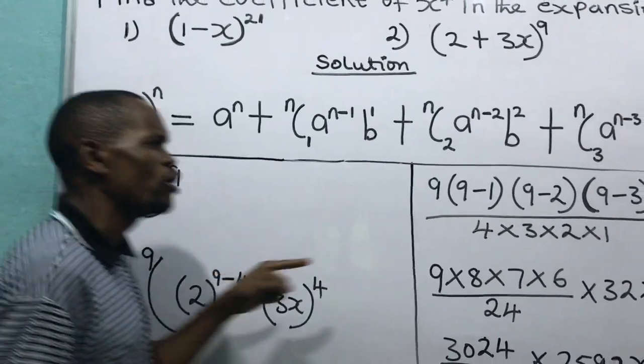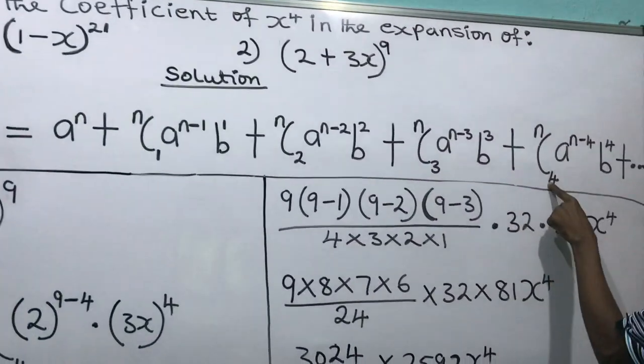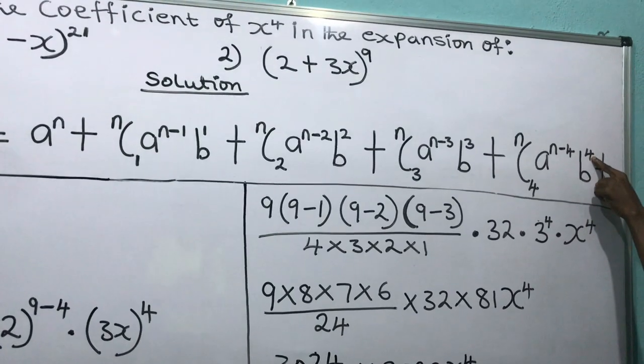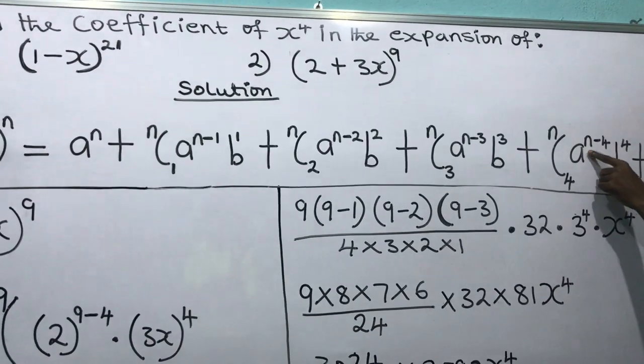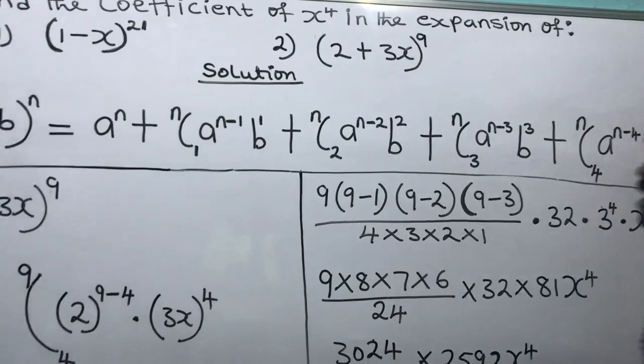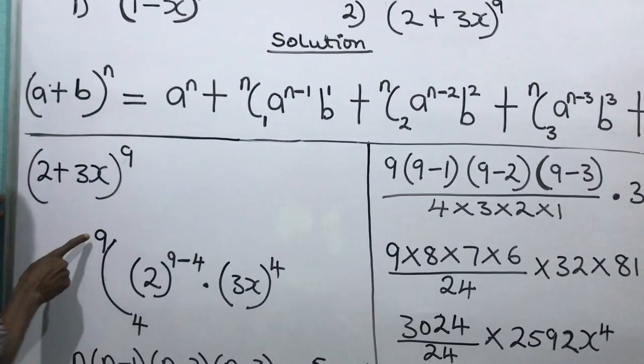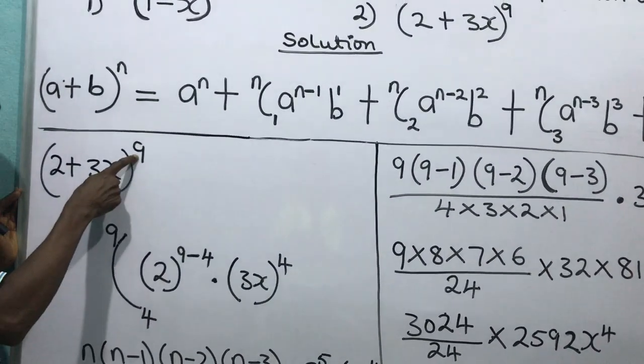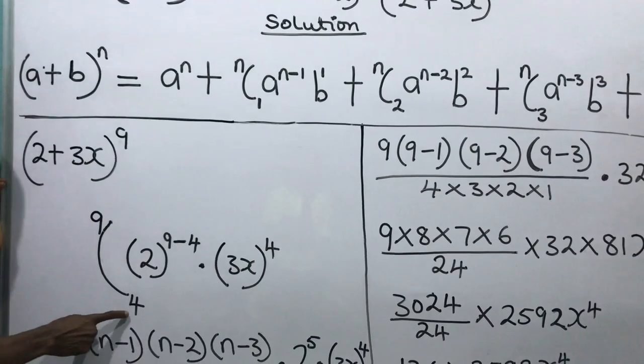If I'm choosing 4, look at it. When I'm choosing 4, b will come up by 4. The power of b will be 4, while the power of a will reduce by 4. Then I will now say here that out of 9, which is the maximum power here, out of 9, I'm choosing what?